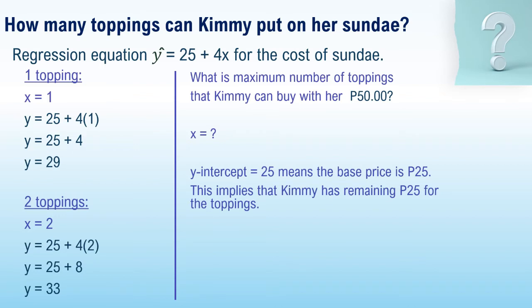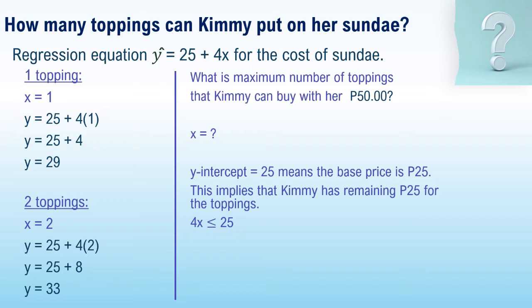Okay? Remember that Kimi has 50 pesos. So, pag tinanggal mo yung 25, 25 mo lang ang natitira. This implies that Kimi has the remaining 25 pesos for the toppings. We can make an equation 4x is less than or equal to 25. Yung 4x dito for the toppings, okay, 4 pesos the price of toppings, x here is the number of toppings. Dapat yung presyo niyan should be less than or equal to 25 kasi 25 lang natitira na pwede niyang ipambili ng toppings. Okay, so 4x is less than or equal to 25.